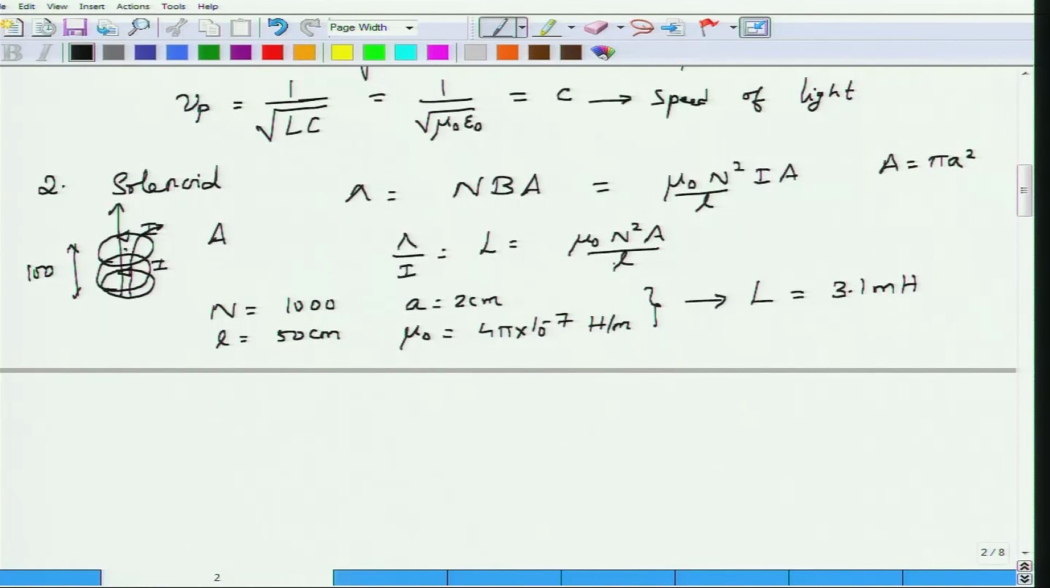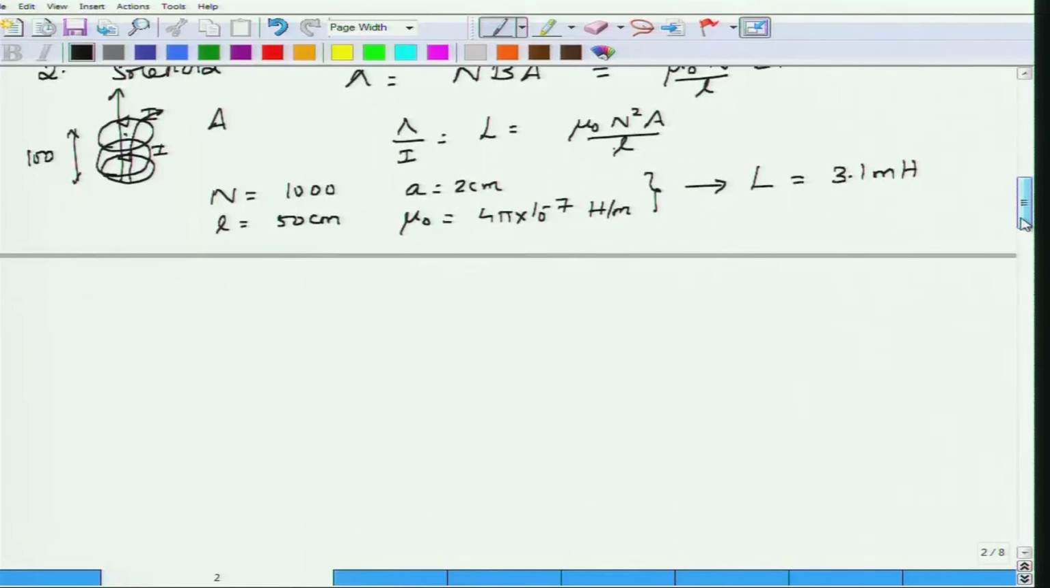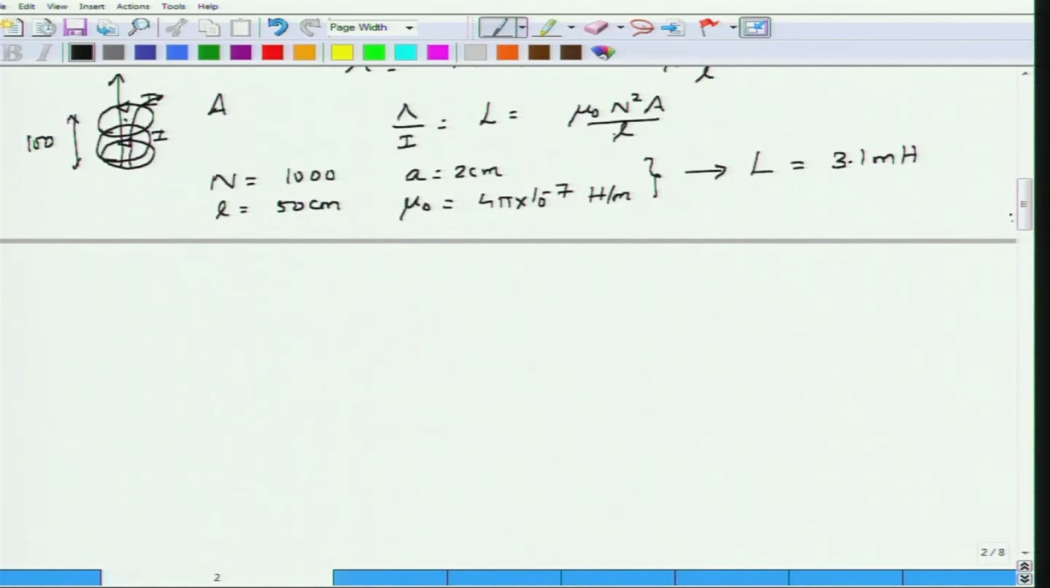So this is clearly not a very good way of forming an inductor. If you want to form an inductor with a larger value of L, you need to somehow introduce a magnetic material so that the inductance basically becomes, with the inductance without any magnetic material called L0, in this case 3.1 millihenry multiplied by mu r. Mu r would be the permeability of the magnetic rod that you are going to insert.